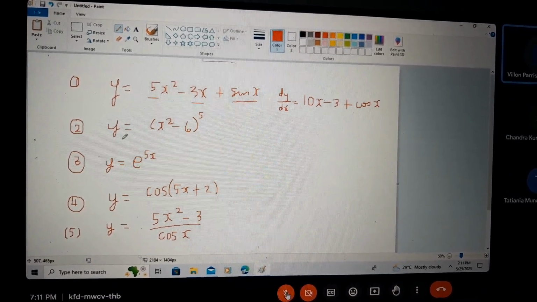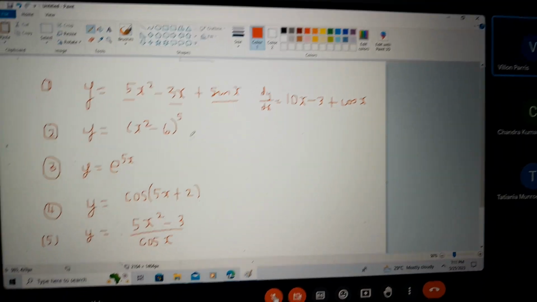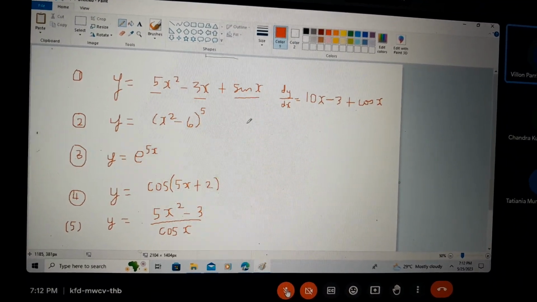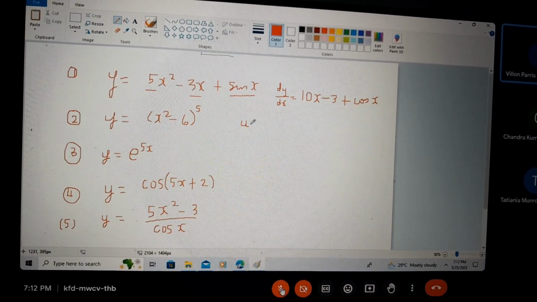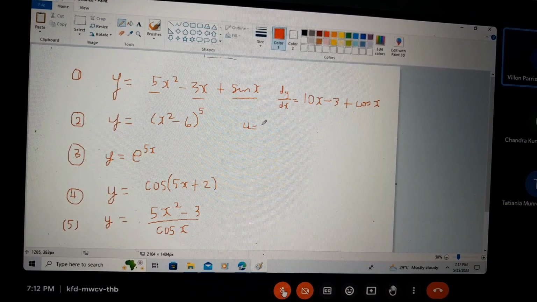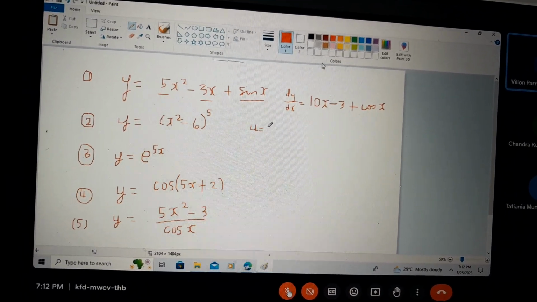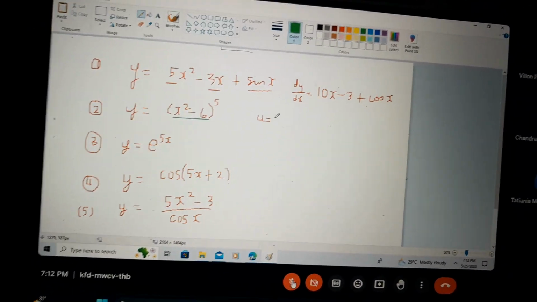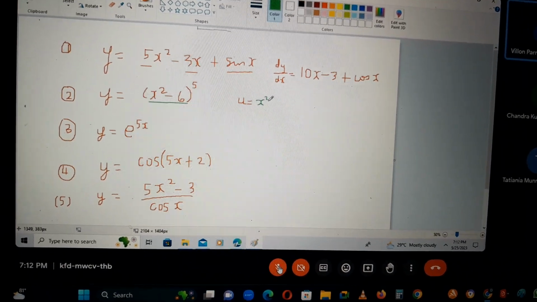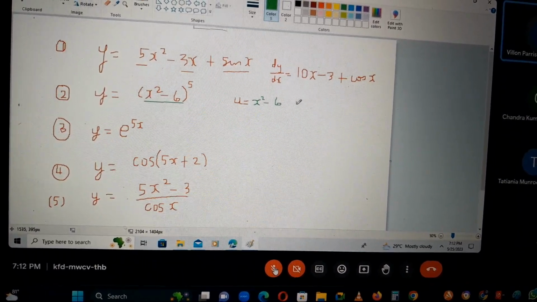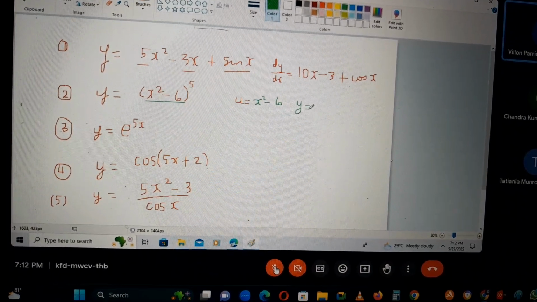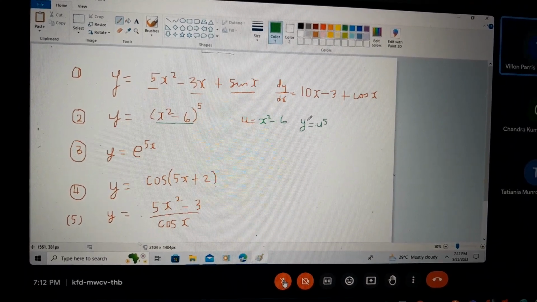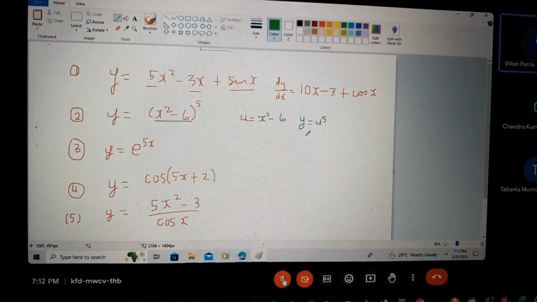Good. What about this second one? Yes, sir. Great. So what is your u? What's your inner function then? X squared minus 6, sir. Wonderful. Great. And we rewrite y as y is equal to u to the 5th power, which is x squared minus 6 to the 5th power, right? And then you apply your dy/du times du/dx.